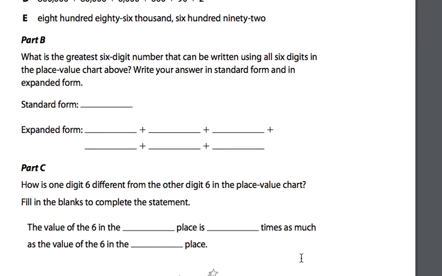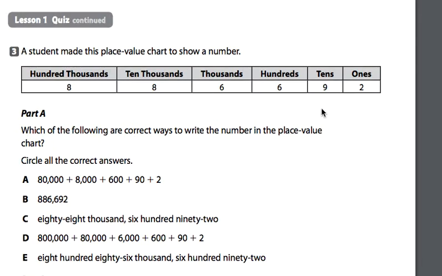And last question, last part. Part C. How is 1 digit 6 different from the other digit 6 in the place value chart? Fill in the blanks to complete the statement. So let's look at our place value chart again. It's talking about the digits 6. So we've got a 6 right here that's in the thousands place. And we've got a 6 right here that's in the hundreds place.